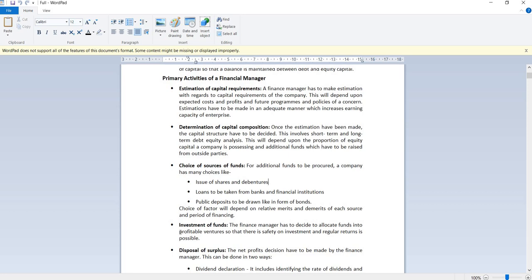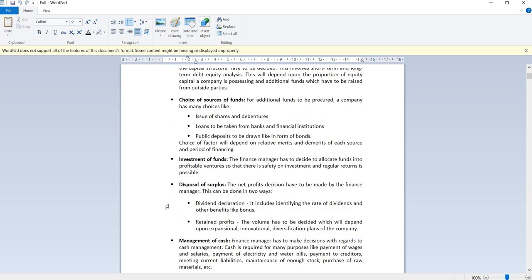And then investment of funds. The financial management has to decide to allocate funds in profitable ventures. So there is a safety of investment and regular returns is possible. Disposal of surplus. So the net profits decision have to be made by the financial manager.